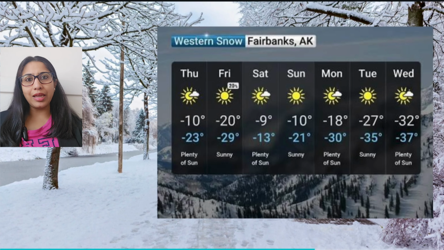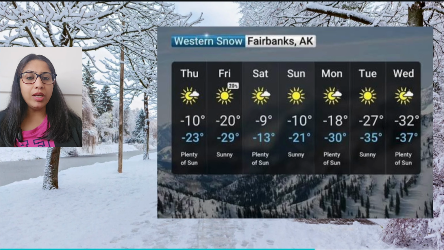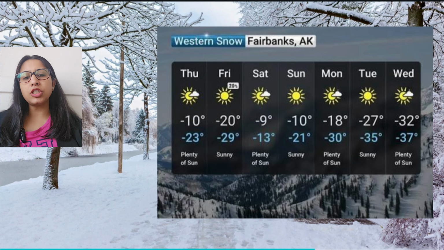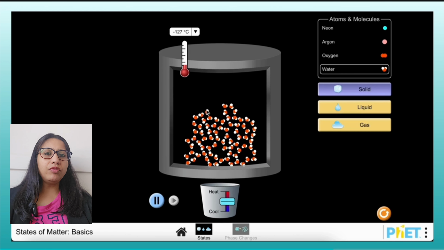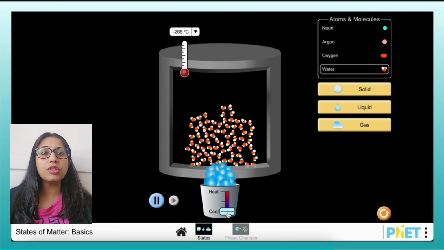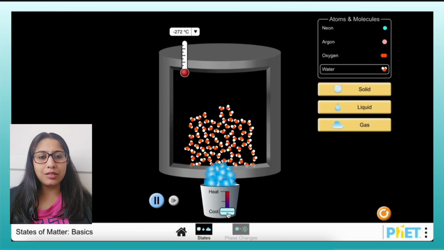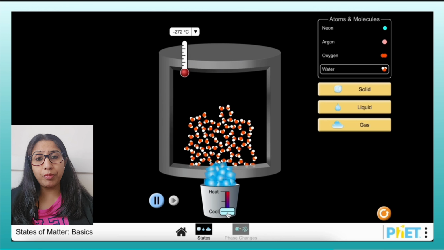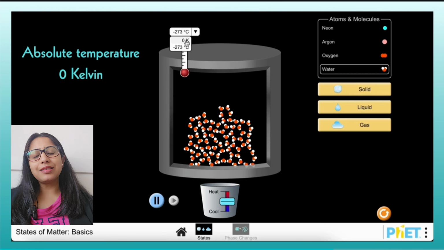So scientists have defined a scientific scale called Kelvin, wherein at 0 Kelvin, the particles have the minimum kinetic energy possible. There's a negligible motion in particles at 0 Kelvin. Let's have a look again at another PhET simulation. The link is given in the description. So we have this solid water and we are cooling it further. You will see as the temperature is dropping, the motion of the particles is reducing till the temperature reaches negative 273 degrees Celsius. Even if we continue cooling, we cannot drop the temperature any further. This negative 273 degrees Celsius is 0 Kelvin, which we call the absolute temperature.